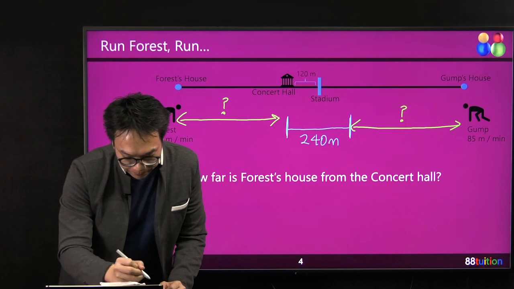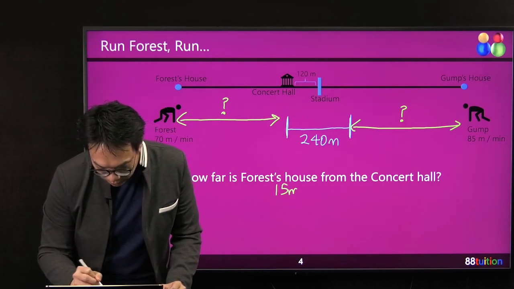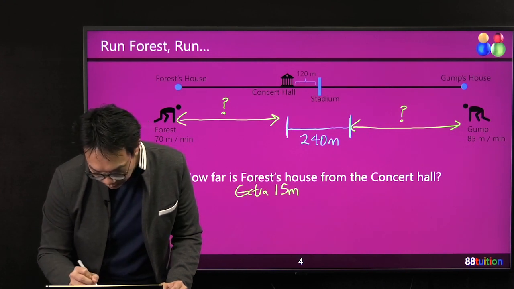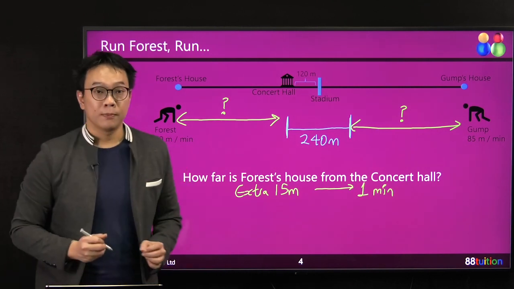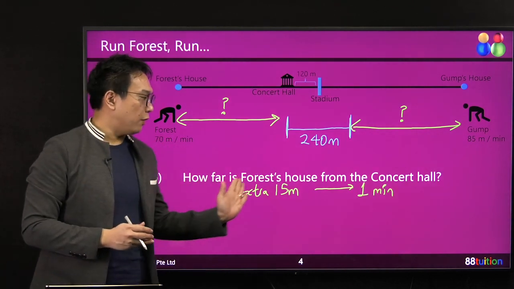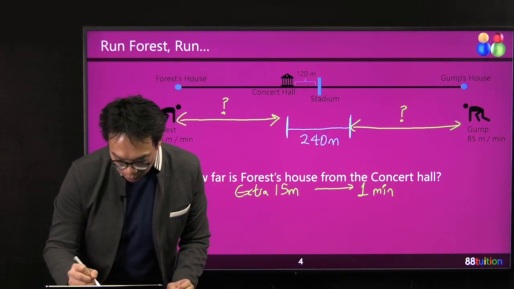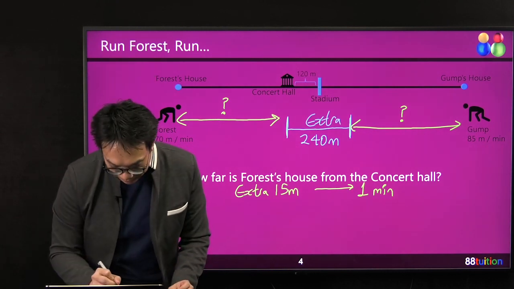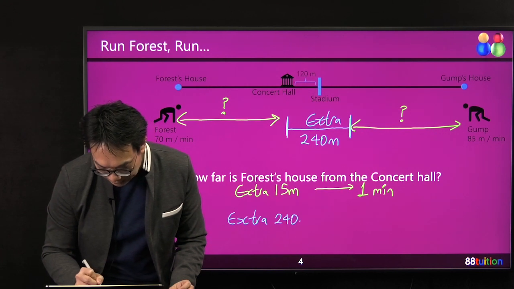So down here, there's an extra 15 meters per minute. Per minute means in 1 minute. So he's able to run an extra 15 meters in 1 minute. This 240 is the extra, right? It's the extra he ran. So what is the extra? 240 meters. That's what the question is asking for.